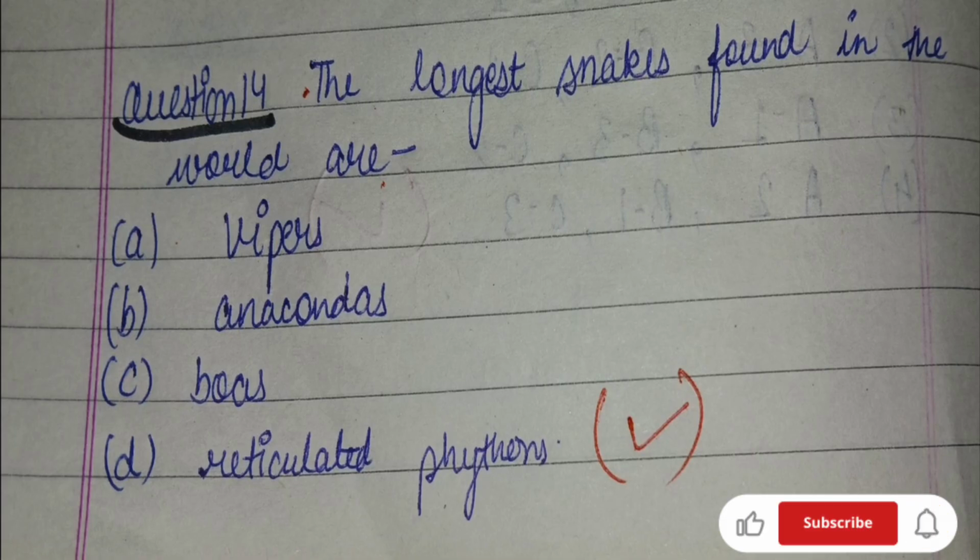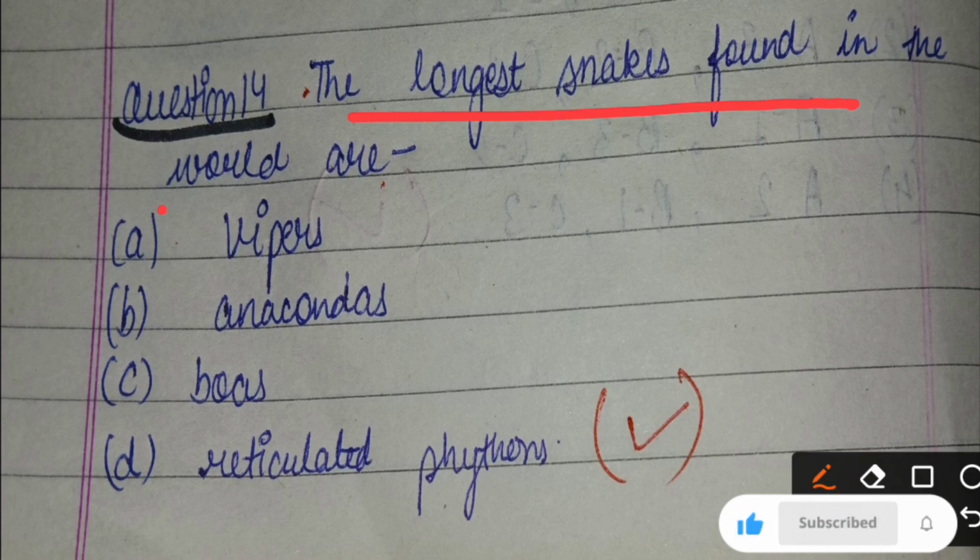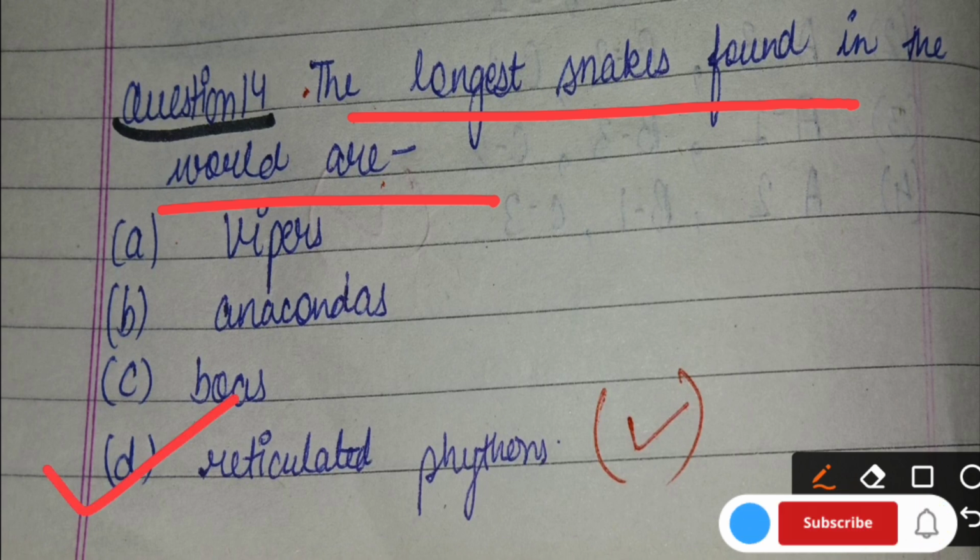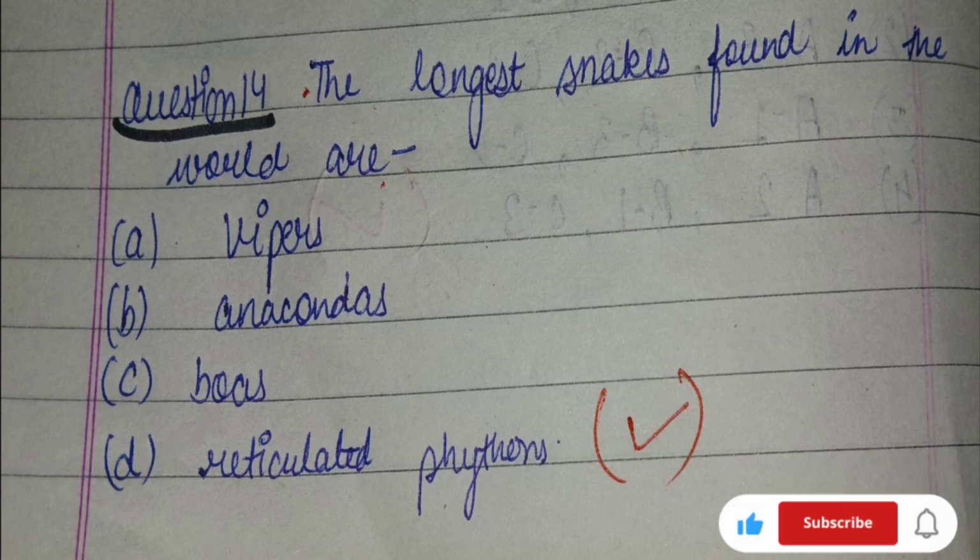Next question we have, the longest snakes found in the world are vipers, anacondas, boas and reticulated pythons. Reticulated pythons are the longest, whereas green anacondas are the heaviest snakes of the earth.